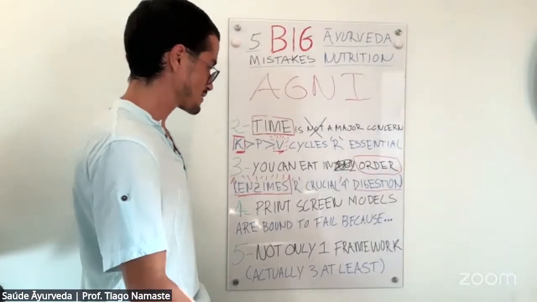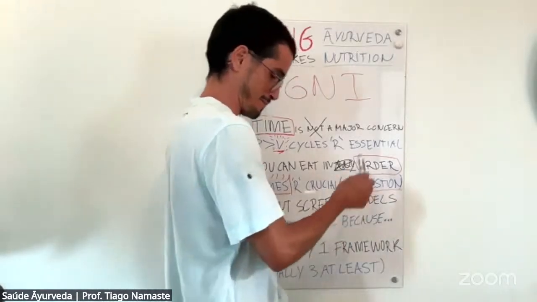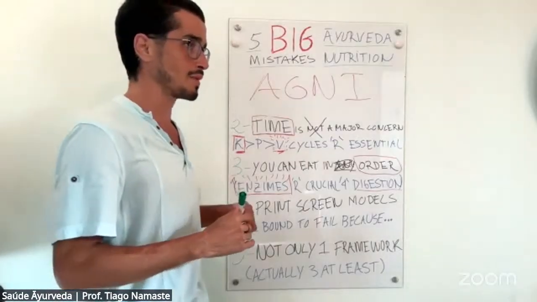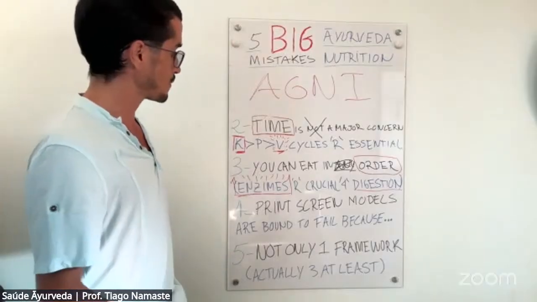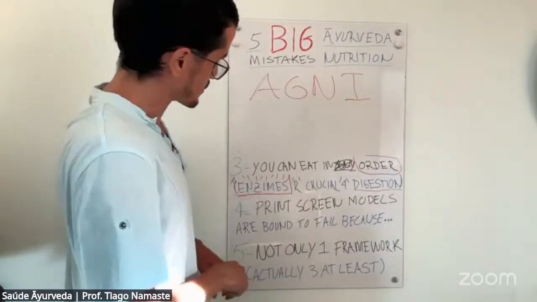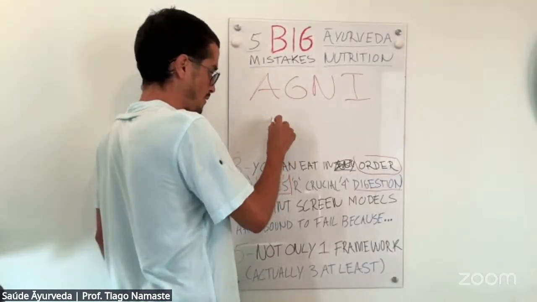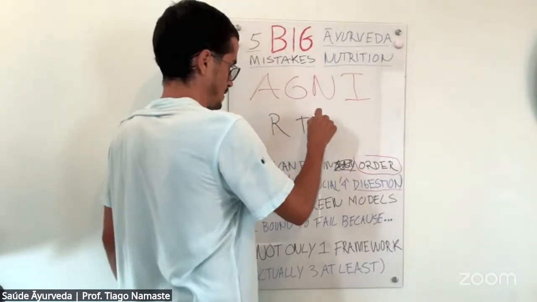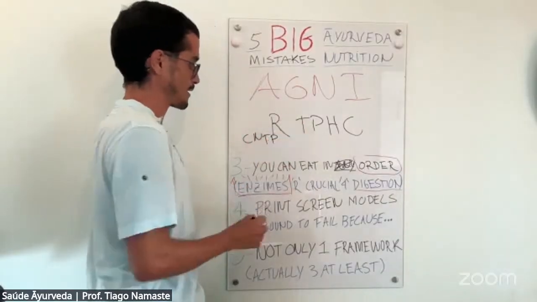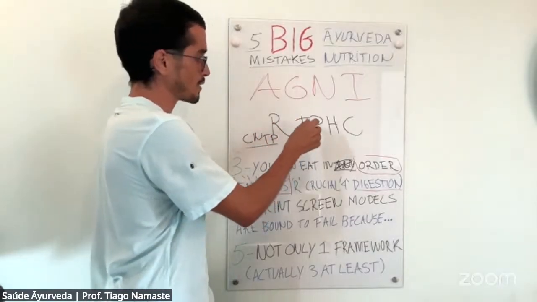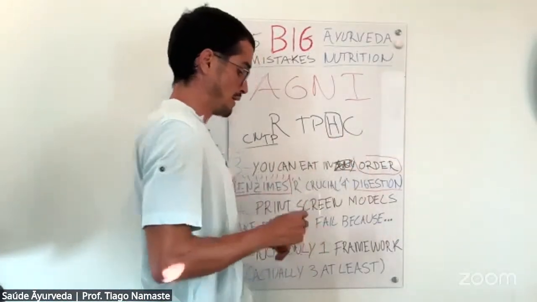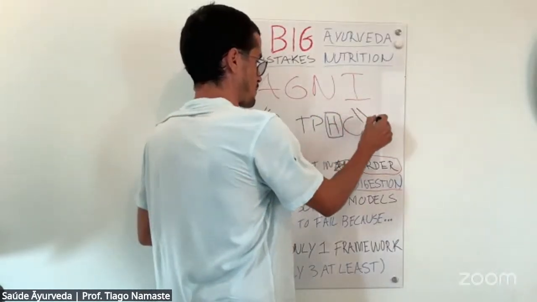Now, number 4. Print screen models are bound to fail, because print screen models are expecting that time and metabolism are inside a lab. So what is our general consideration about science and medicine? In Portuguese, this is called condição normal, temperatura, pressão. Let me translate this in English: normal or regular temperature, pressure, humidity conditions. I'm putting this as a kapha consideration. Conditions where your metabolism is expected to be working within that framework all the time.